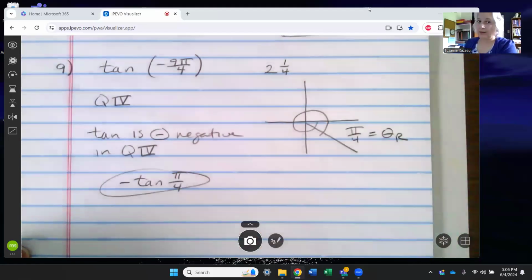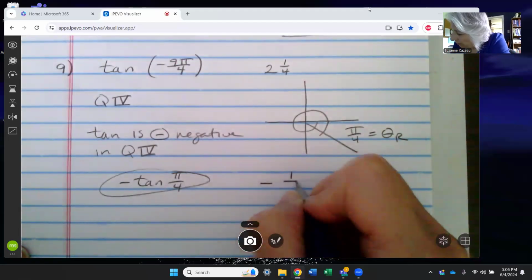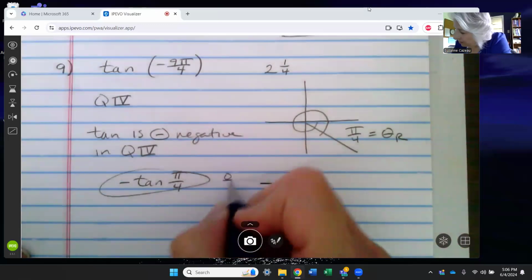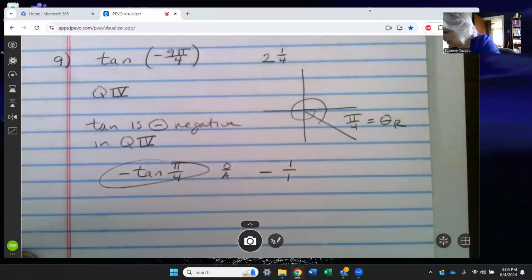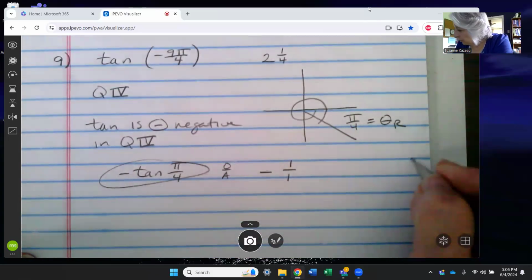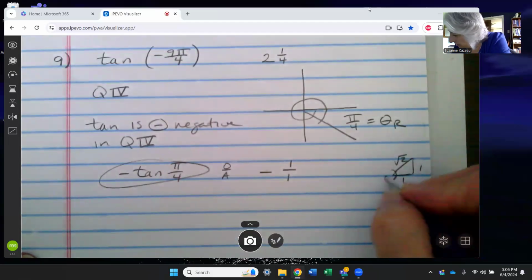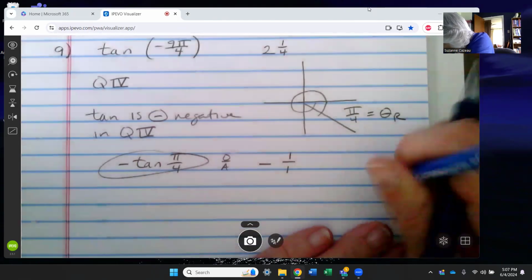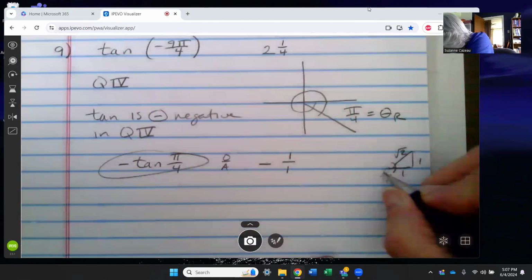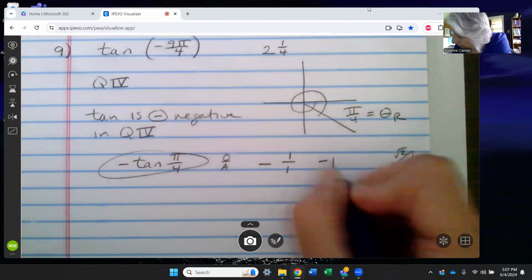Well, I know that triangle. That's going to get me a negative 1 over 1, right? Because it's opposite over adjacent. I almost said 1 over root 2. But it's opposite over adjacent, right? That's your 1, 1, root 2 triangle. Well, this is pi over 4, right? Should make that a little better. Okay. And so the answer is negative 1.